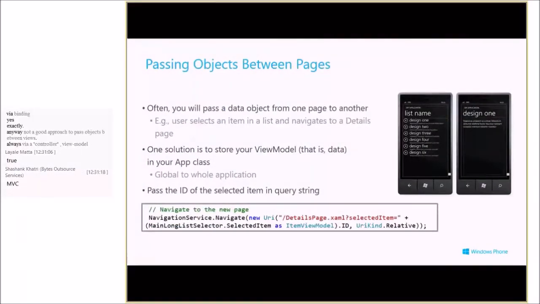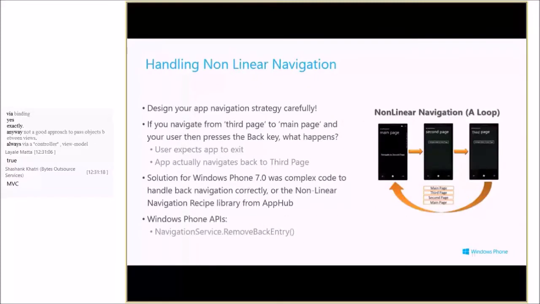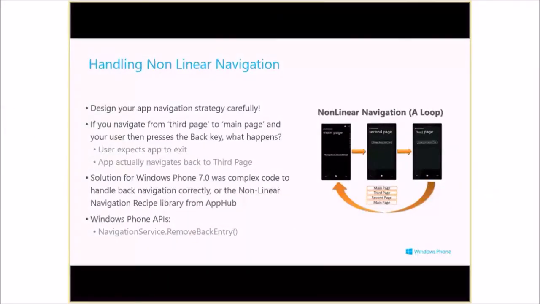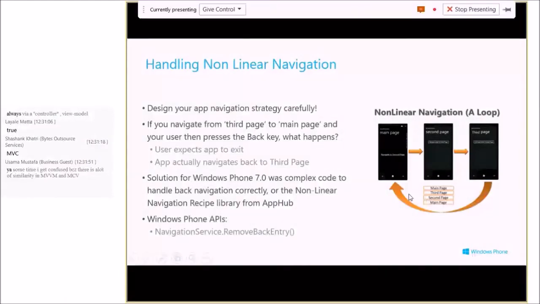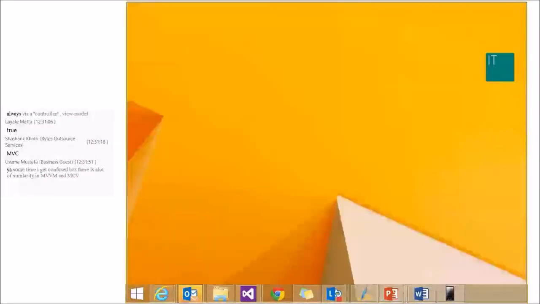So getting back. Okay, so what about handling non-linear navigation? You can design your app navigation strategy carefully. For example, you can see here, that's a navigation. Okay, are we getting questions? Let me check.